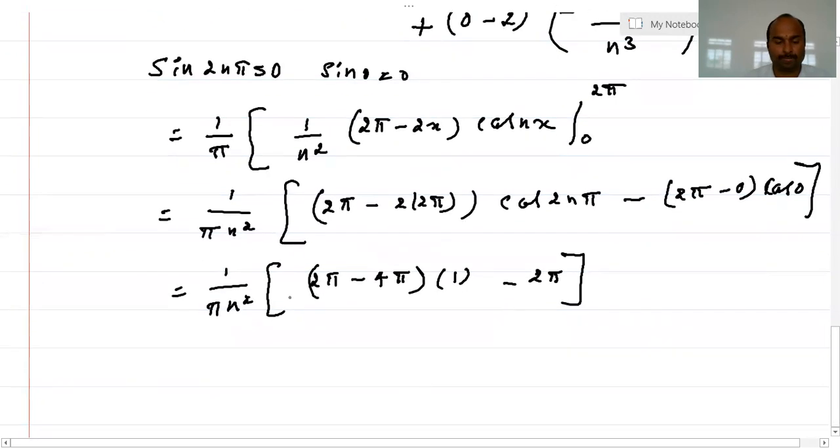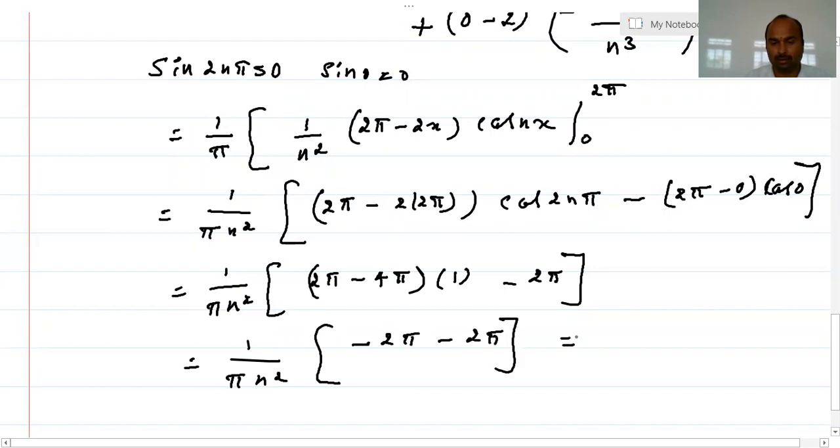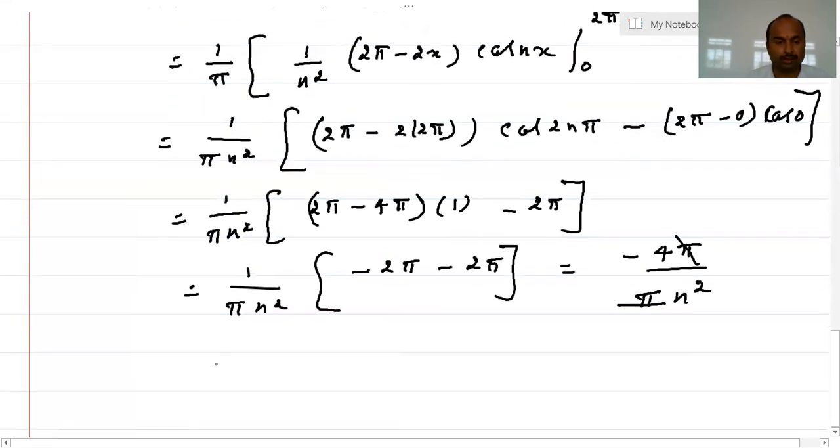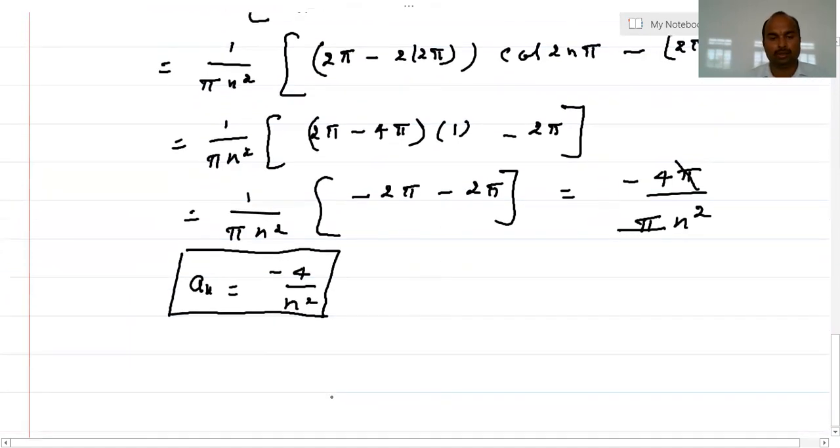So therefore, again here 1 by pi n square, 2 pi minus 4 pi will be minus 2 pi, again minus 2 pi. So what you will get? Minus 4 pi by pi n square. So this pi will get cancelled. So an is minus 4 by n square. So now we got two constants.